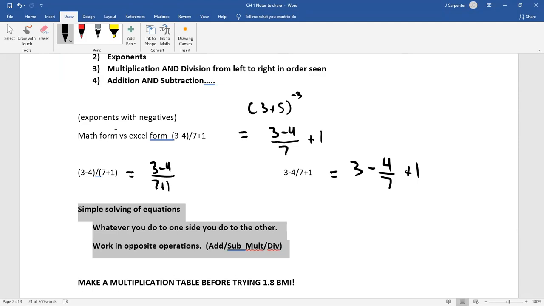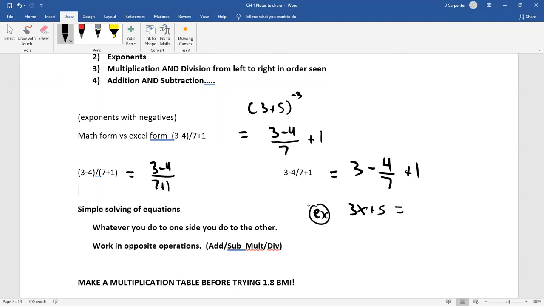So you'll see a couple simple equations to solve in your homework. Just a really quick example to the side. Maybe you have something like 3x plus 5 is equal to 30. Nothing crazy. The x is what we're trying to solve for. That's what we want to isolate, get by itself.